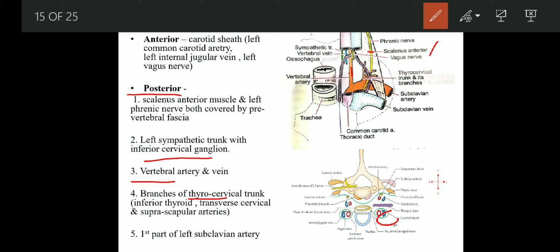Again, the branch of the subclavian artery, the thyrocervical trunk with its three branches. The first part of the subclavian artery is mainly in its posterior relation, along with its two branches. One is the vertebral artery, the other one is the thyrocervical trunk. And the three branches of the thyrocervical trunk, inferior thyroid, transverse cervical and suprascapular artery, also come in this posterior relation. So these five structures are important.